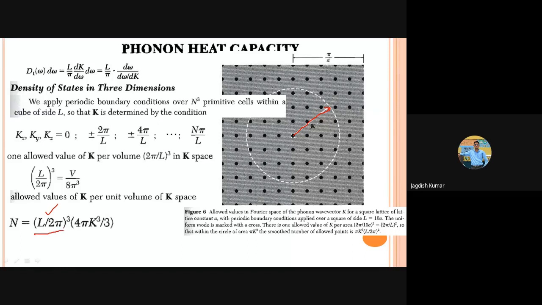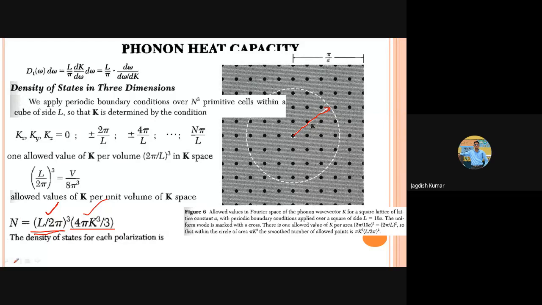This part is nothing but states per unit volume. And this is representing the volume of the sphere of radius k, 4 by 3 pi k cube. Correct? So this is states per unit volume, this is volume, and this gives you the total number of states in the sphere of radius k. Is that clear?